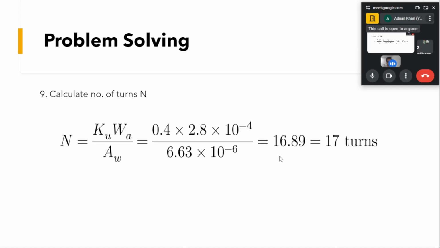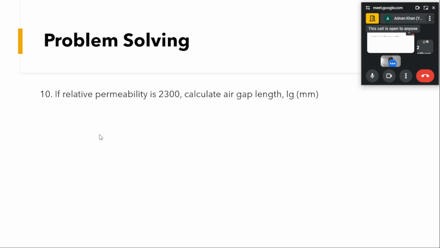So if we take the ratio of that, we get around 6.89. Because we cannot have a fractional turn, the number of turns that will be used is equal to 17 turns. So that is the answer to this question.